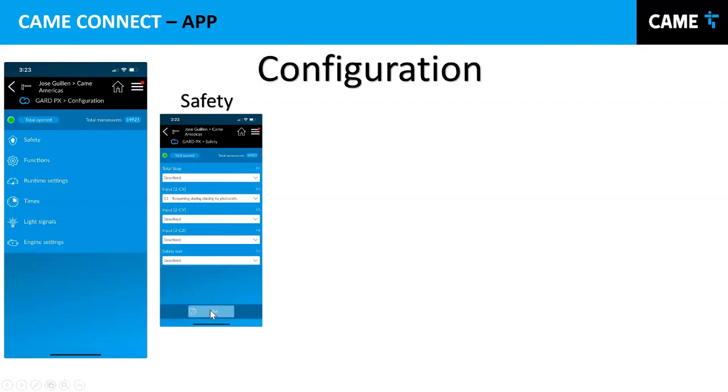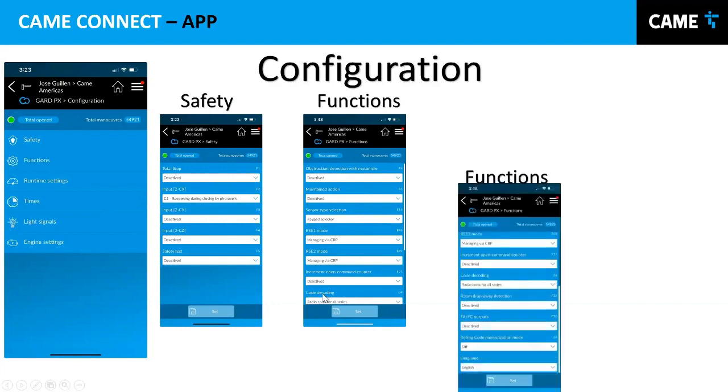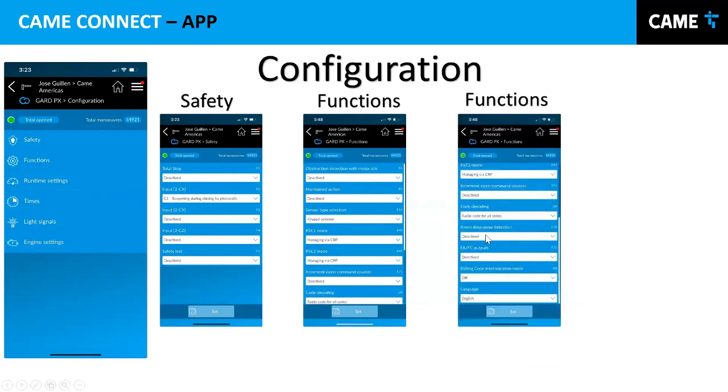If you make any change, remember to click on set, and that way the change has been registered in the system. Now, you click on functions. In the functions option, you will be able to configure how you want the RSE inputs to behave, what type of sensor you are using, whether you're using a keypad or a transponder, and what type of remote control you're using.